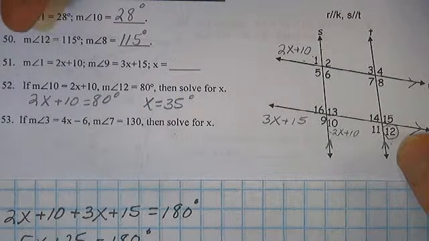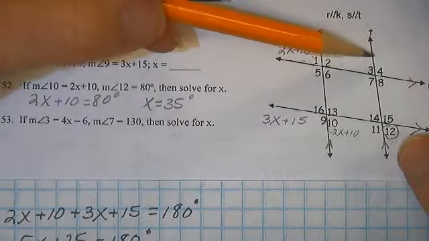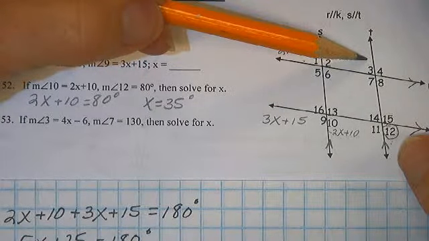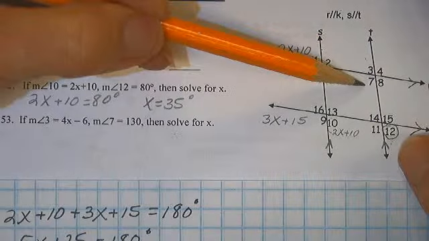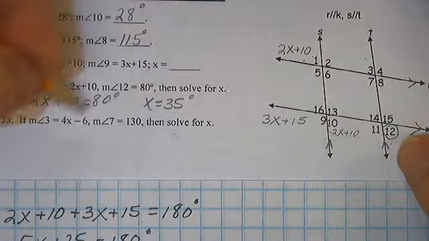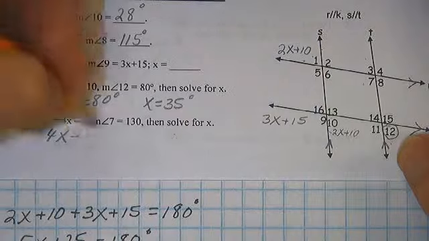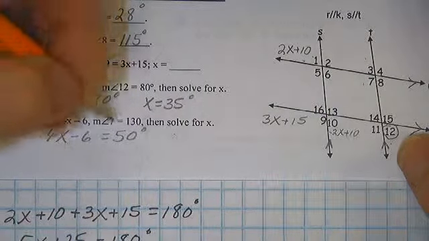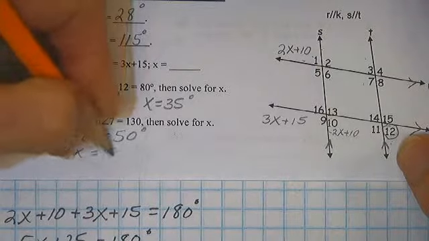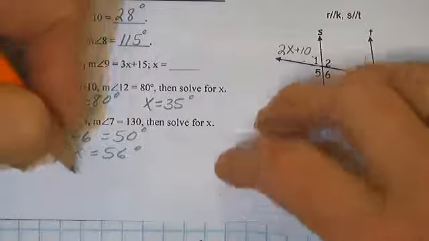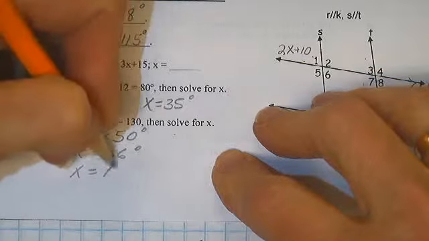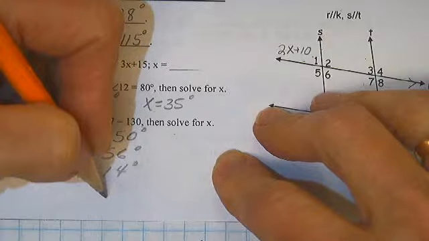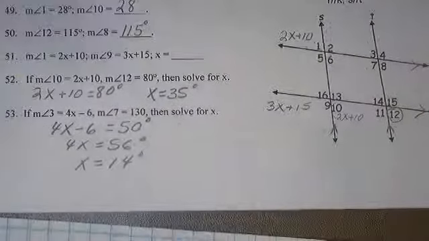If the measure of angle 3 is equal to 4x minus 6, and the measure of angle 7 is 130 degrees, then 4x minus 6 equals 50 degrees. 4x equals 56 degrees. x equals 14 degrees. There we go.